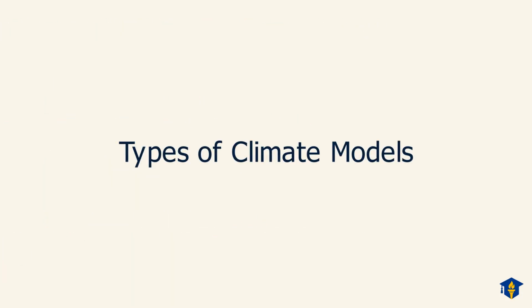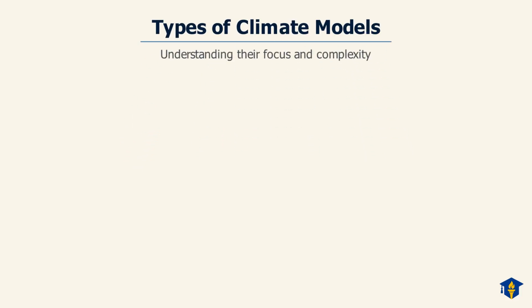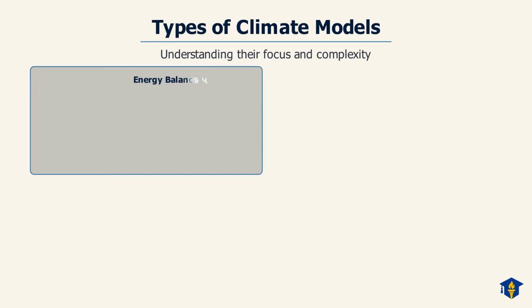Let us now explore the different types of climate models used by scientists to understand and predict Earth's climate. We will examine how each model varies in its focus and level of complexity to achieve different prediction goals. First, we have energy balance models, which are the simplest type of climate model available for study.